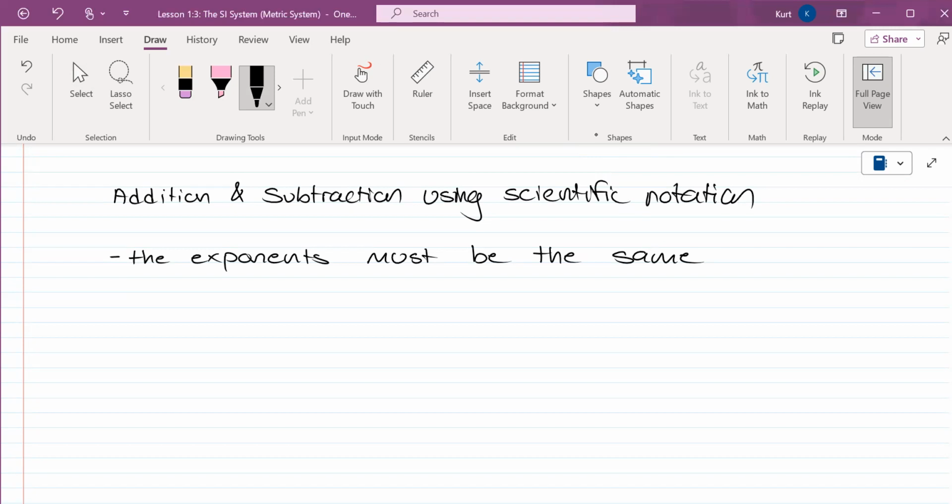Okay, the exponents must be the same. And so everybody understands what I'm talking about when I use words like exponents and coefficients, you may want to write this down.